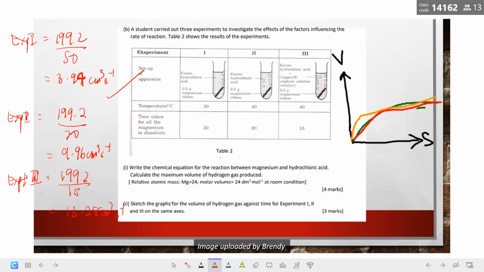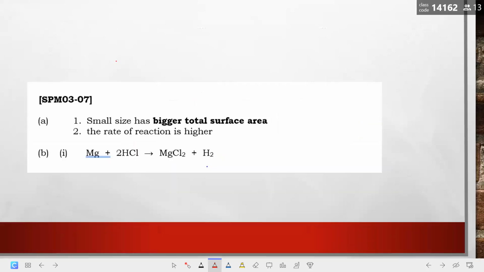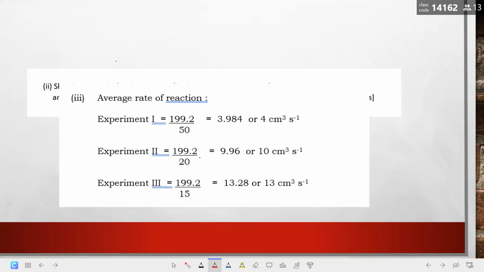Okay, so you can see very clearly also. When I'm using catalyst, my rate of reaction is higher. When I'm using higher temperature, my rate of reaction is higher. And when I'm using just normal circumstances, my rate of reaction is lower. So now you already have 3 marks in your hand. See, you have all the answers here.